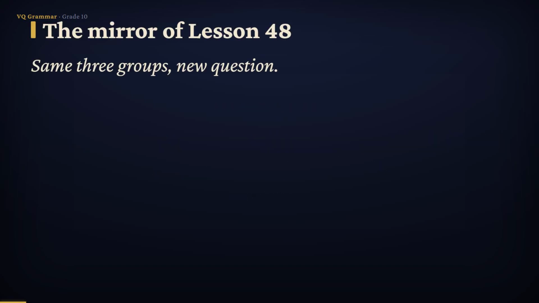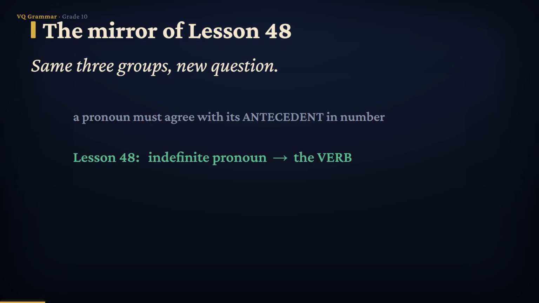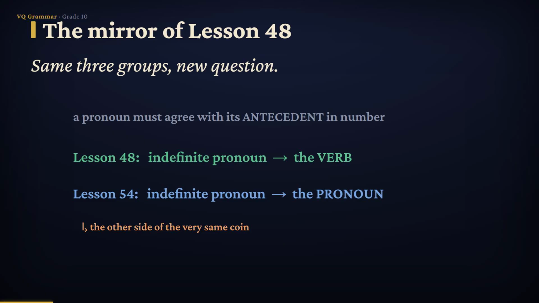Let us line the two lessons up side by side. In Lesson 48, an indefinite pronoun sat in the subject seat, and a verb had to agree with it. Today, that same word moves into a different job. It becomes the antecedent, the word a later pronoun points back to. And that later pronoun has to agree with it in number. So Lesson 48 matched the verb to the indefinite pronoun. Today, we match a pronoun to the indefinite pronoun. It is the same problem seen from the other side of the very same coin.